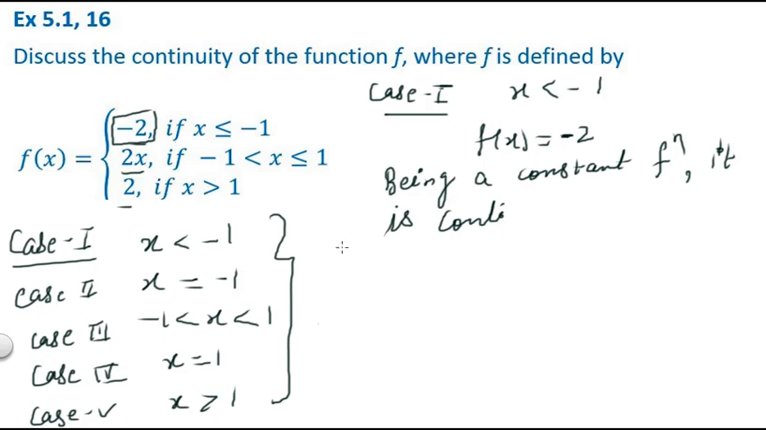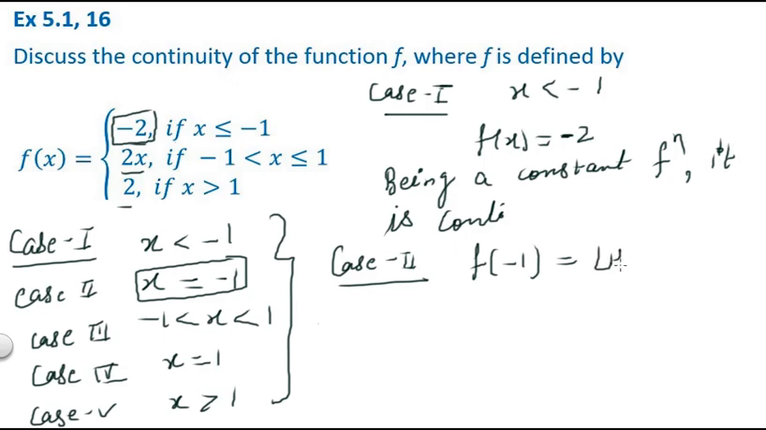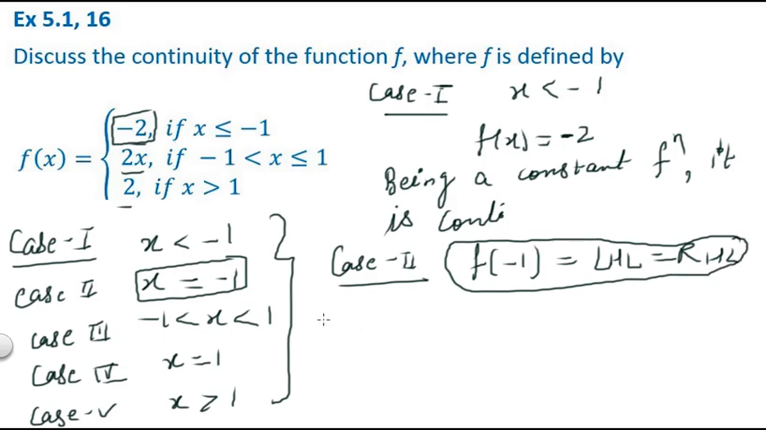Now, in case 2, as we can see, x equals -1. So what we have to prove for continuity is that f of -1, its LHL and RHL should be equal. These are the 3 things that we need to prove equal. So first of all, f of -1 we will calculate. When f of -1, that means x equals -1, you see the equal to sign is here. So the case is -2. The value of the function is -2.